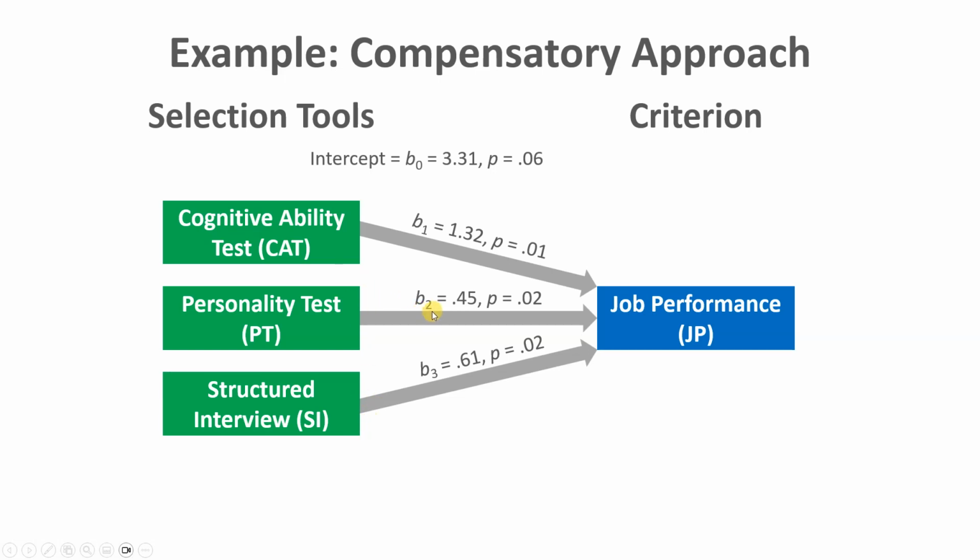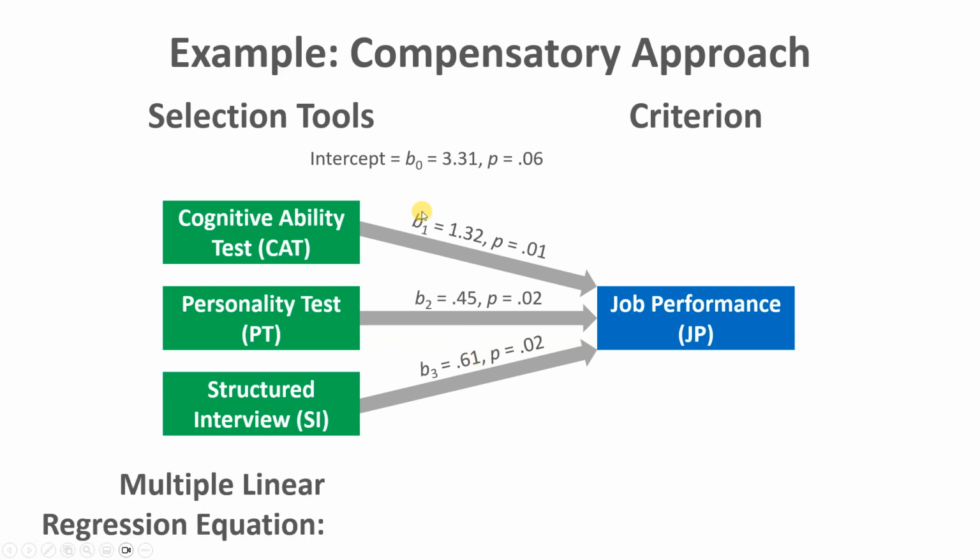Moving on, we can see the value B sub 2 for our regression coefficient associated with our personality test in relation to our job performance criterion variable, and we see that value is 0.45. It is also statistically significant. And then finally, we see B sub 3 represents our regression coefficient for the relationship between our structured interview and our criterion of job performance, and that value is 0.61, and it is also statistically significantly different from 0 when statistically controlling for the other predictor variables in the model.